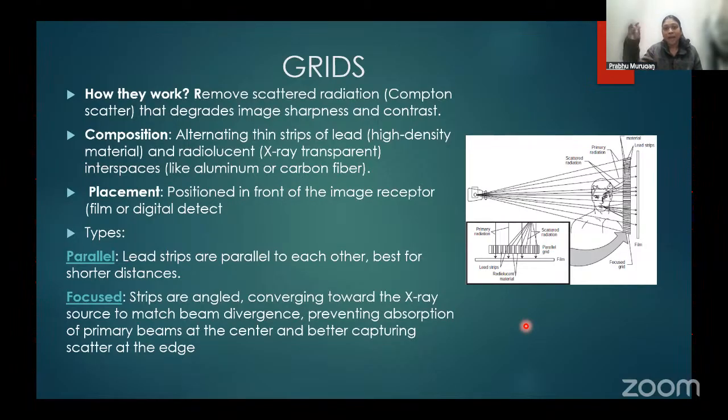This will match with the divergent X-ray beam, and it helps to prevent absorption of the primary beam at the center. So this will help in better capturing of the scattered radiation. Okay, so parallel and focused. Remember, in the focused, the strips are angulated, converging towards the X-ray source, so that it matches with the divergent X-ray beam. Your X-ray beam is going to be divergent. This will have increased absorption of the scattered radiation. This is the concept of grids, mostly used in extraoral radiography, not in intraoral.